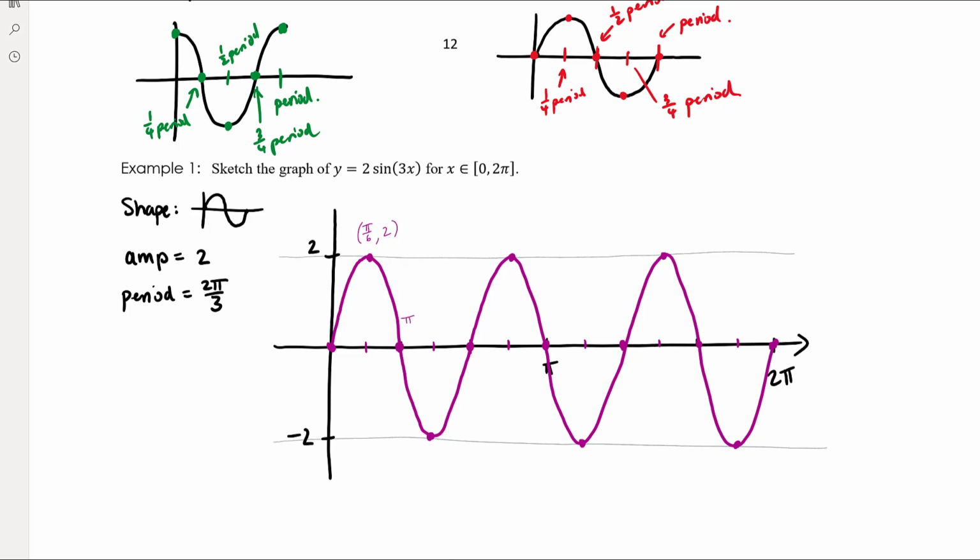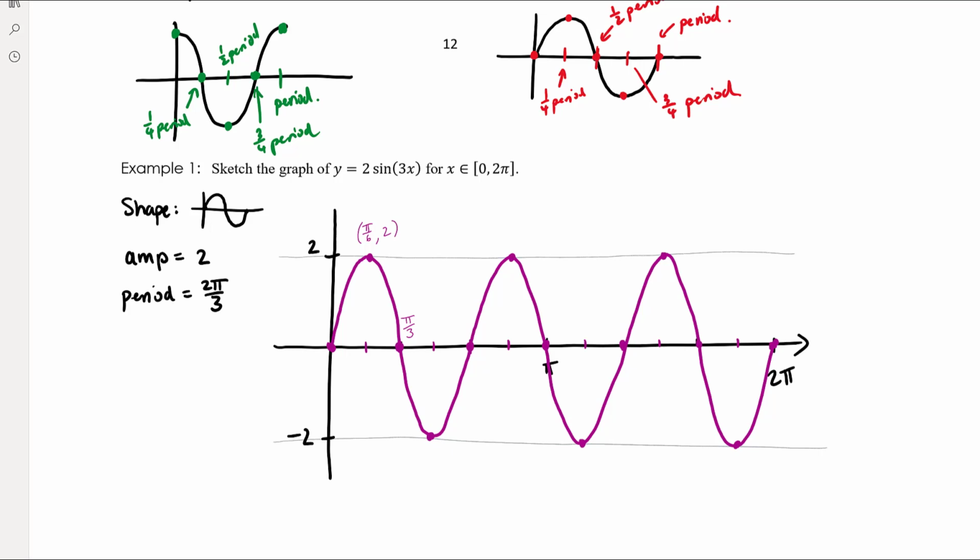Unless it specifies in the question to label with coordinates, I'm not going to for the sine graphs and the cos graphs because they get very crowded very quickly. If you've got space to use coordinates, absolutely do. If the question specifies coordinates, you must make sure you label x-intercepts with coordinates.